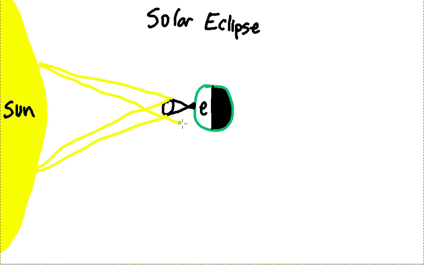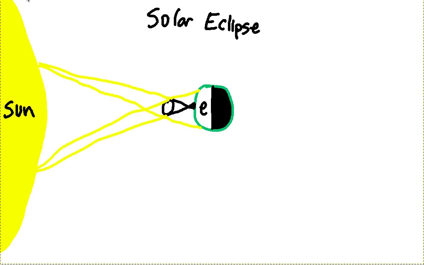Now, you do have some light peeking out of this end and some light peeking out of this end. There's still a shadow here and a shadow here, but there's a complete shadow right here cast onto the Earth by the moon, which blocks the sun, hence the name solar eclipse.